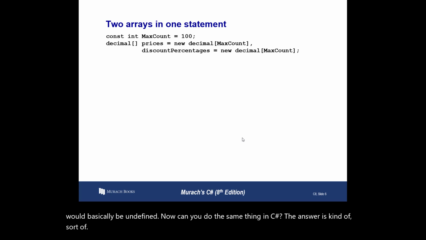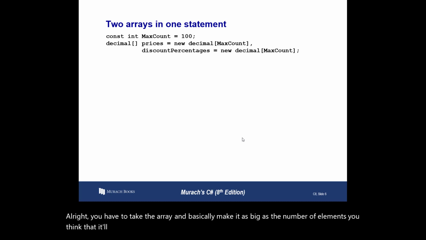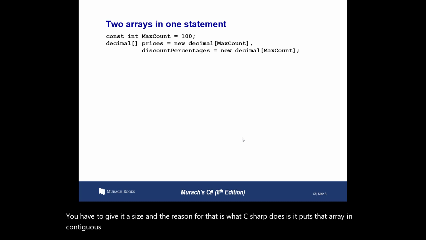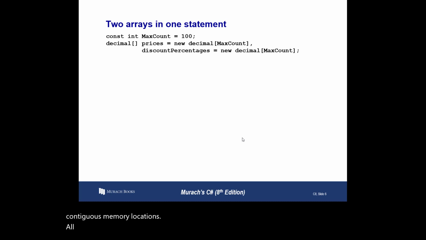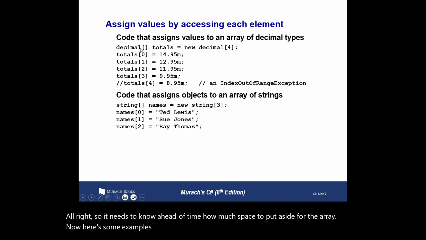You have to take the array and basically make it as big as the number of elements you think that it'll have. When you declare an array, you have to give it a size. And the reason for that is what C# does is it puts that array in contiguous memory locations. So it needs to know ahead of time how much space to put aside for the array. Now, here's some examples. So you could do this, and then fill up each one.